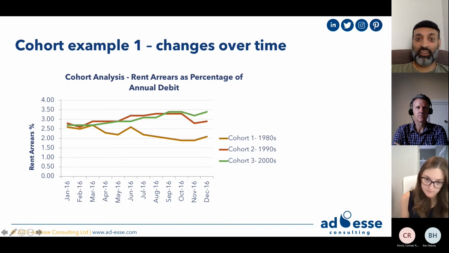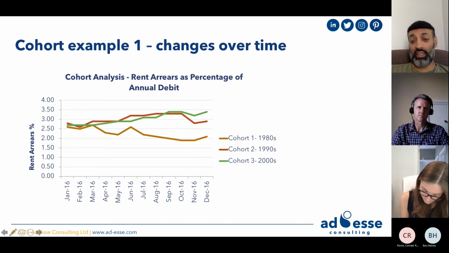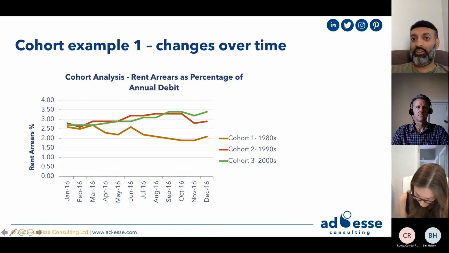You can see this particular cohort seems to have lower arrears across this total time period, although it tends to reduce over the period of the year, whereas those with the later tenancies, the 90s and 2000s, tend to do a different thing, tend to have an upward trend over the course of the year. So we can start to make some conclusions around there being a difference depending on when a tenancy was created.